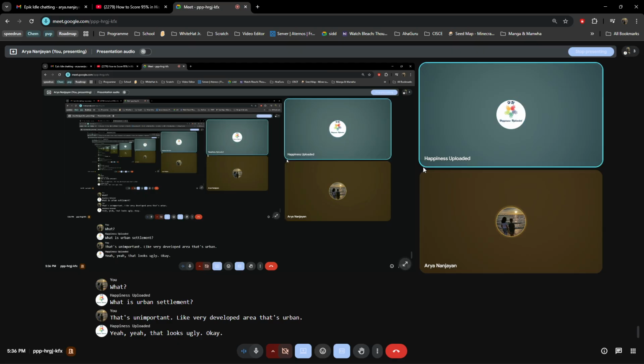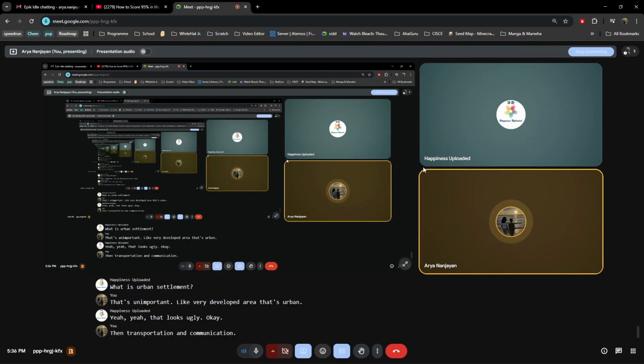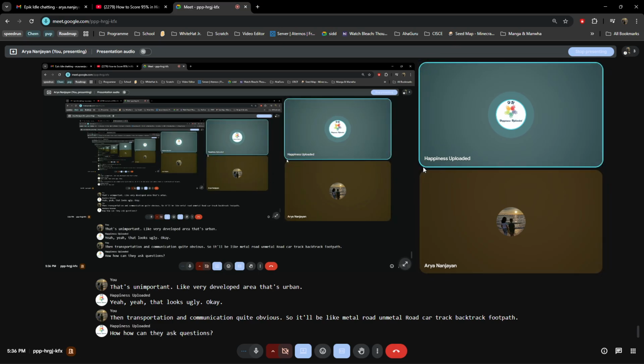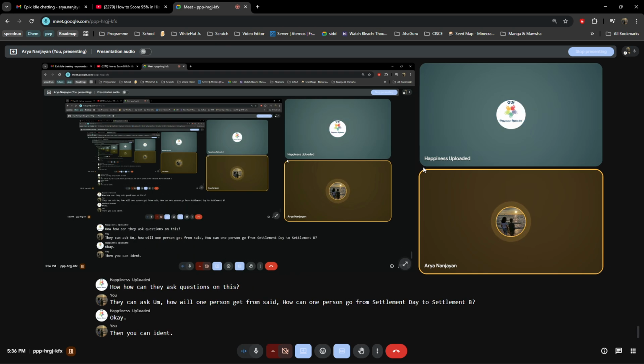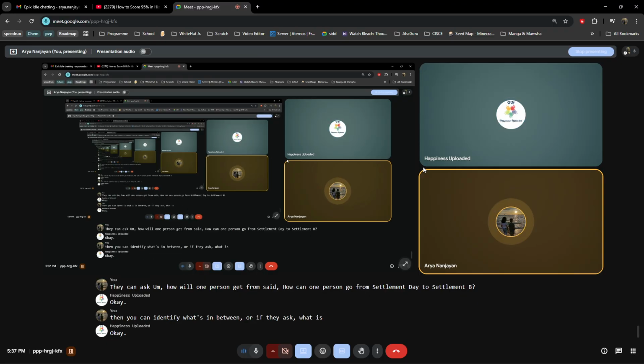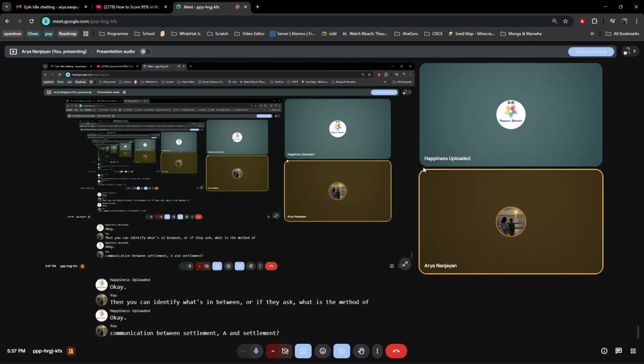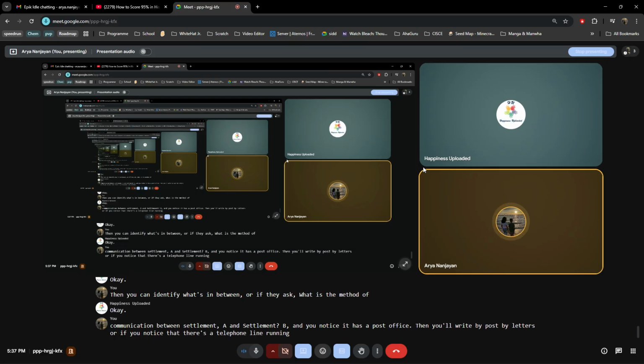Then transportation and communication, quite obvious. It'll be like metal road, unmetal road, cart track, footpath. How can they ask questions on this? They can ask, how can one person go from settlement A to settlement B? Then you can identify what's in between. Or if they ask, what is the method of communication between settlement A and settlement B? And you notice it has a post office, then you'll write by post, by letters. Or if you notice that there's a telephone line running between the settlements, then you can write by telephone.